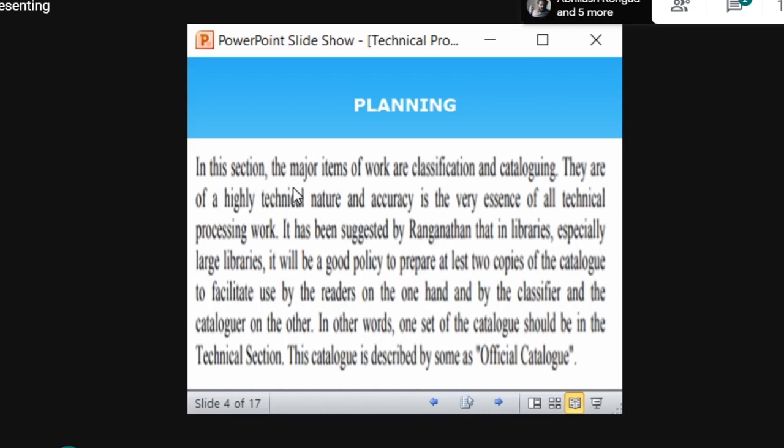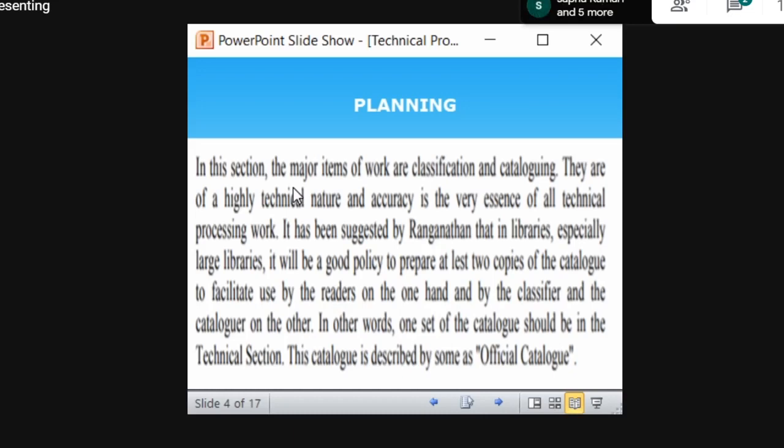Don't compare this with the technical OPAC days, okay? In the manual days, while writing cards, he is telling that two catalogs can be prepared. One is for the technical section, one is for the users. The catalog which is kept in the technical section is called the official catalog. Okay, remember that.